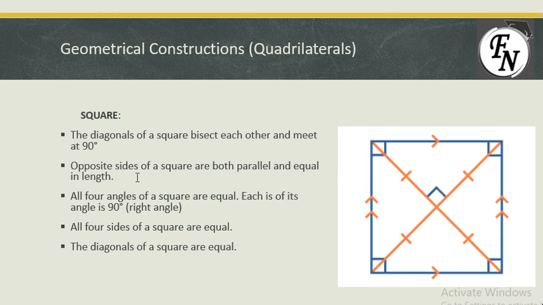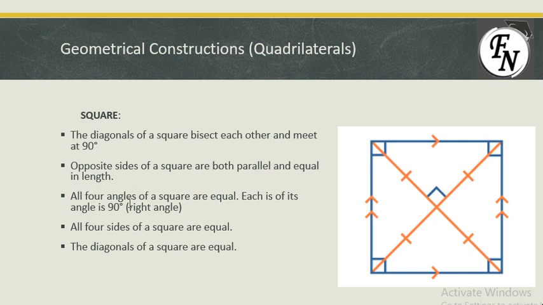Other than that, opposite sides of a square are both parallel and equal in length. That means when I talk about the sides, these are parallel sides. Parallel sides means two lines which do not intersect when we extend them. So these are the two parallel lines, and these are the two parallel lines, and they are all equal.